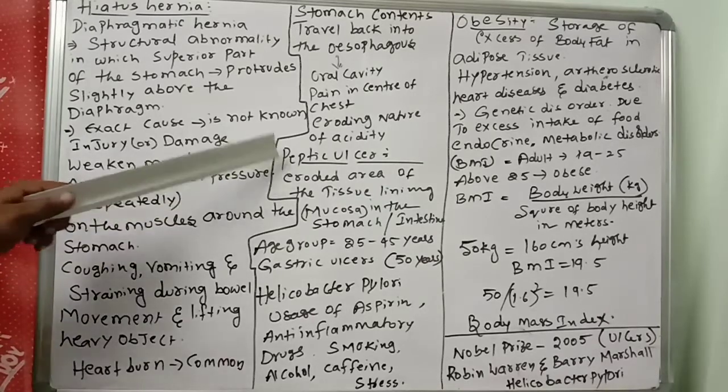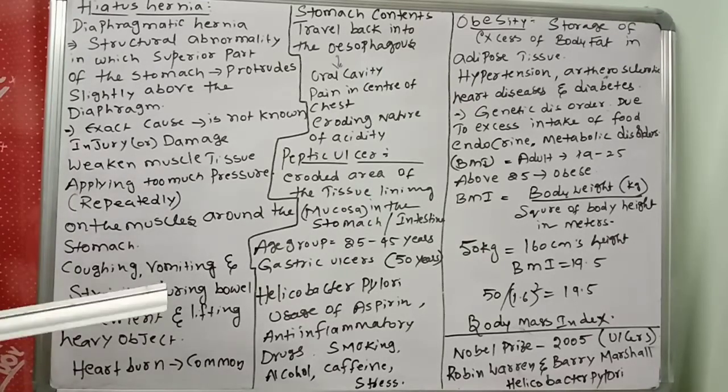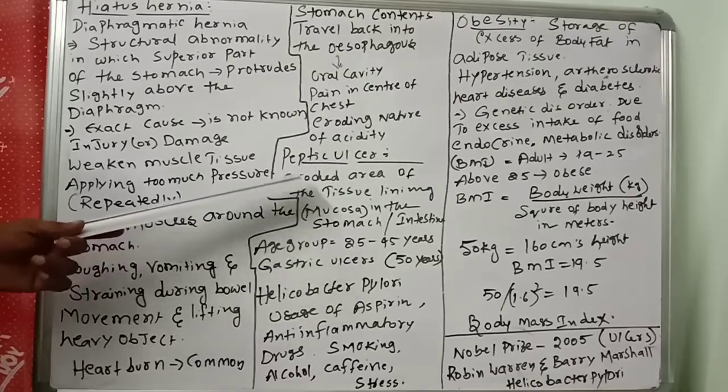Come to the next dangerous problem, ulcers. Those are called peptic ulcers. Very dangerous. What are peptic ulcers? We are going to discuss now. Peptic ulcers are eroded areas. Eroded means the layers go off because of HCl. The lining of the intestine and stomach, especially the mucosa in the stomach and duodenum, goes off. So duodenal ulcers occur in people.